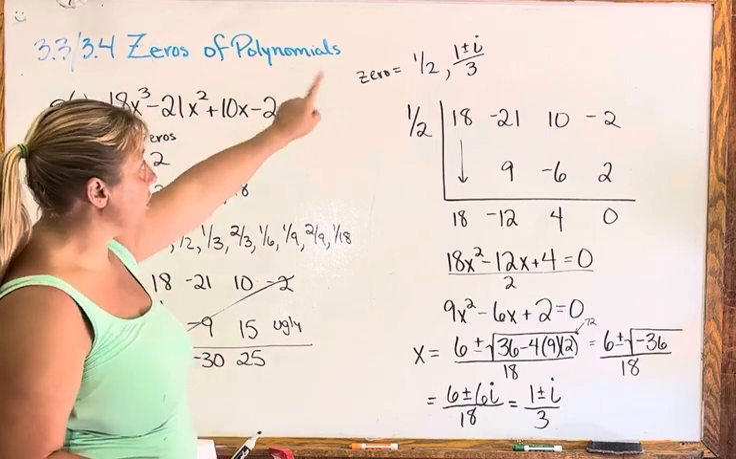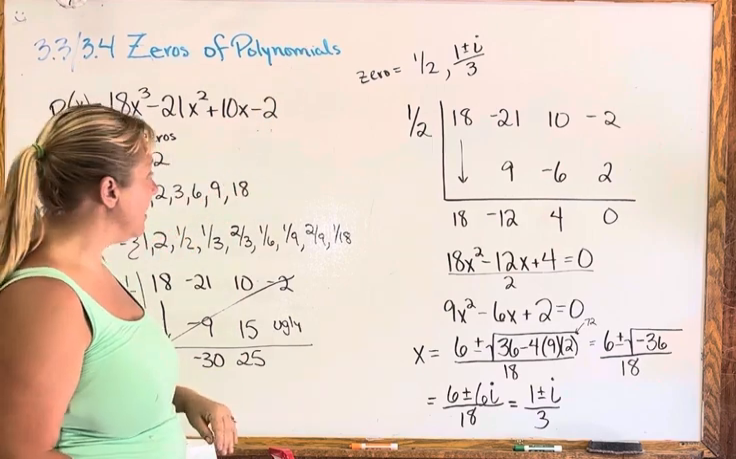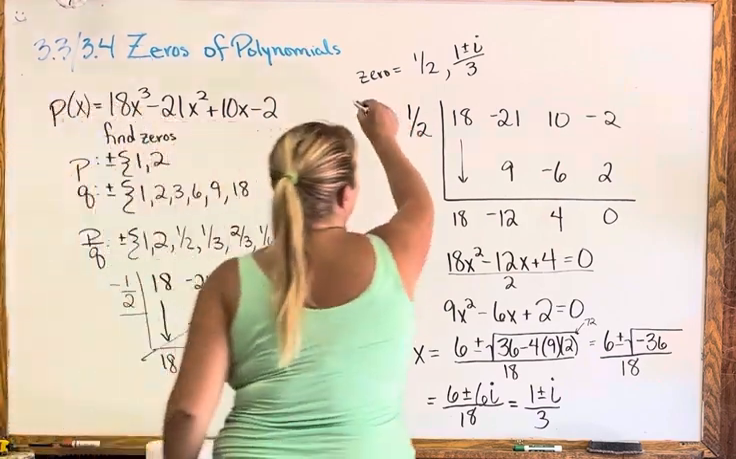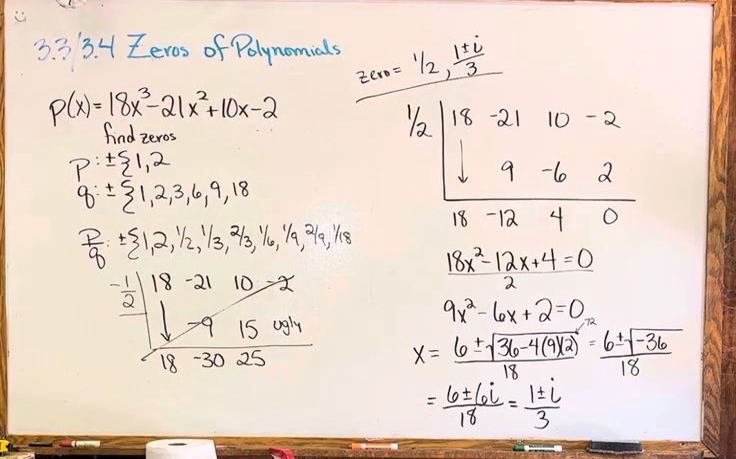So we found 3, the 1/2, and then 1 plus i over 3 and 1 minus i over 3. So we're done. There is our answer. Woo. Okay, so stop here and we'll pick up next lecture. We'll do a couple more theorems and a couple more of these.